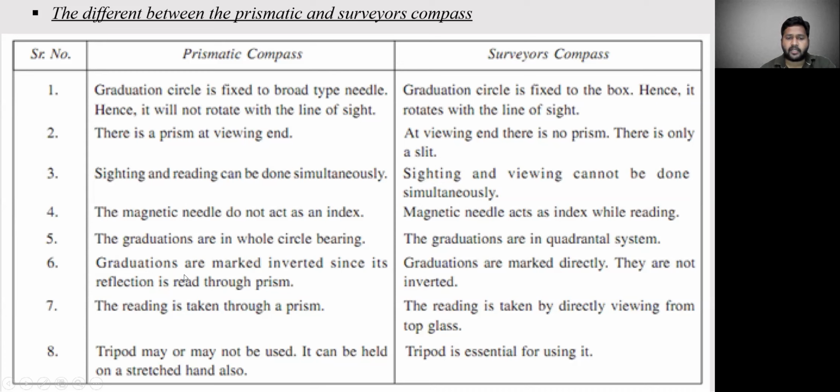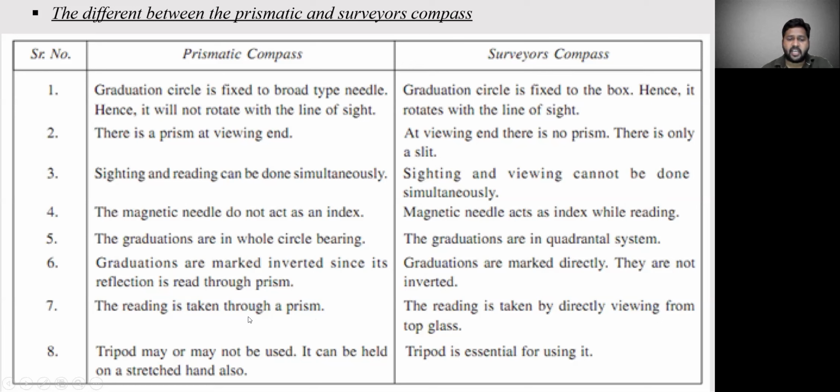In the prismatic compass, graduations are marked inverted, since the reflection is read through a prism. Whatever values we take from the graduated circle are inverted, and the reflection is read by using the prism available in the prismatic compass. In the surveyor compass, the graduations are marked directly, they are not inverted. That is the reverse of the prismatic compass.